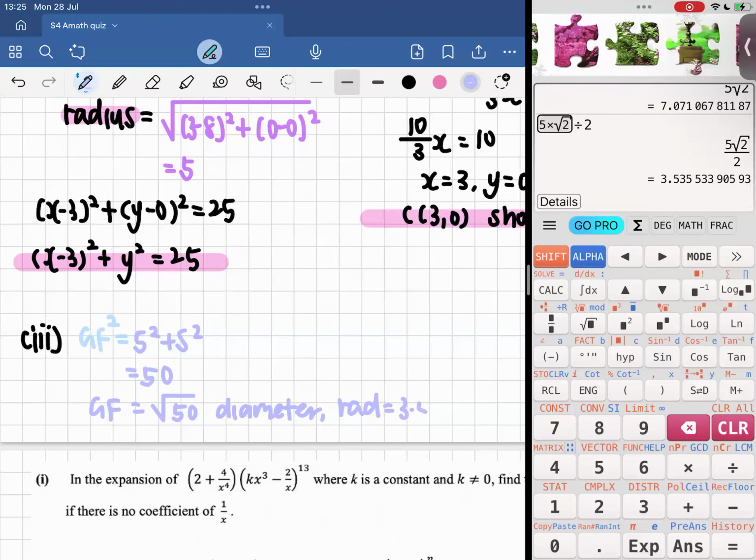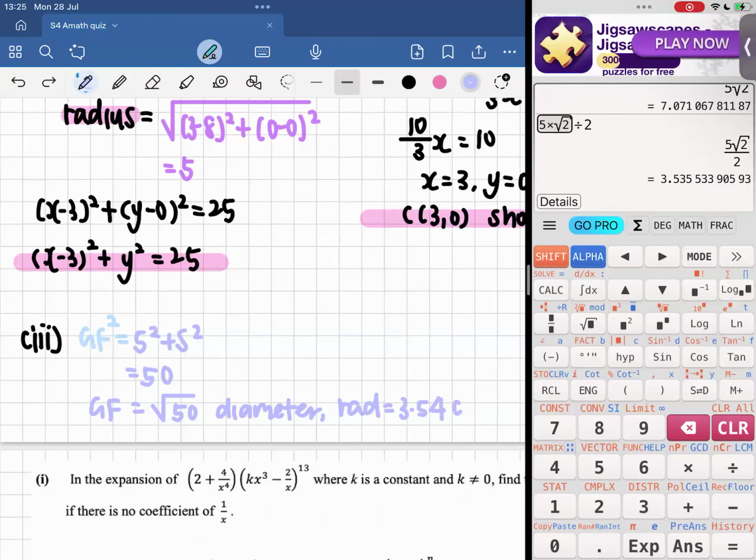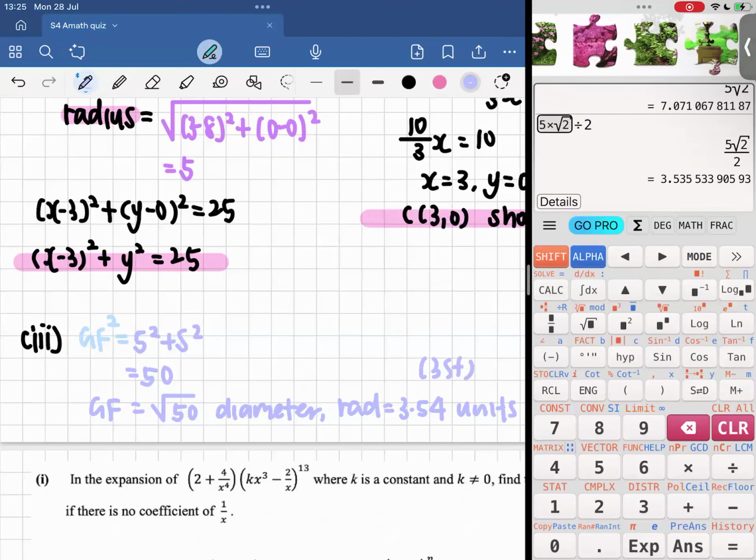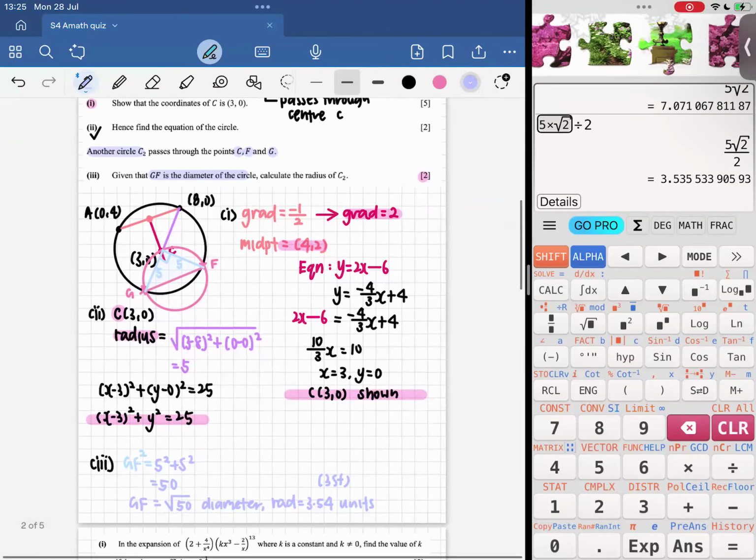Ugly answer. So be it. They never say exact, right? Oh, not cm, sorry. Units. Okay, so just give me in 3 SF. Okay, right? Not scary, right? So fun.